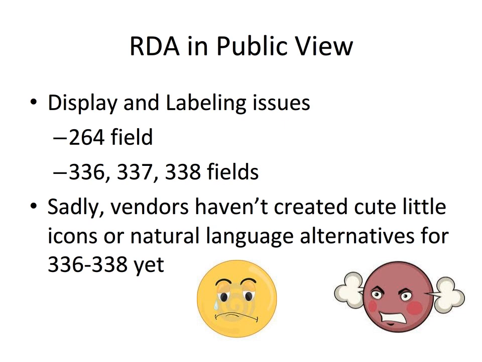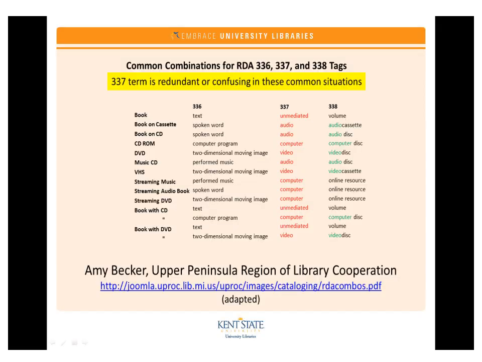There are several fields new to RDA that require libraries to make display and/or labeling decisions. Two sets of fields that need to be addressed are the 264 and the 33X. What new fields and what portion of those fields should display to the public? And when the public user of the catalog encounters those fields, what should the fields be called? Ideally, vendors would make icons or natural language alternatives for the various combinations of 336, 337, and 338 fields, but they haven't yet. So in the meantime, we have to do the best we can for our public with what we have to work with.